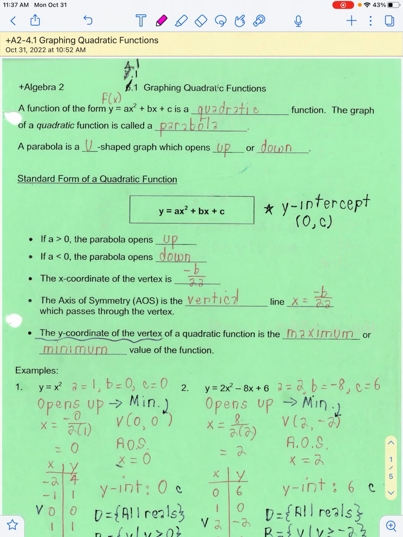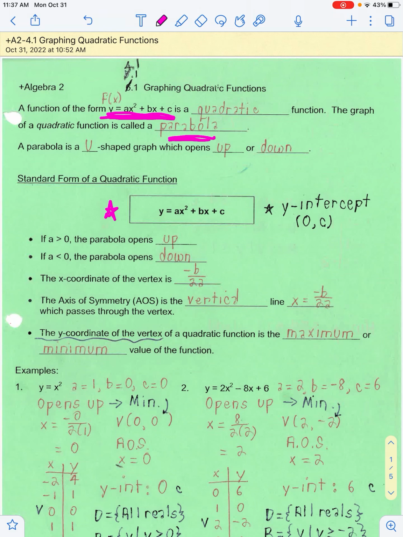That's fairly significant because as we move into chapter 4, we're going to be looking at quadratic functions. So this is the standard form of a quadratic, and of course it graphs as a parabola. A parabola is a U-shaped graph that opens either up or down. It's not a perfect U because as it opens, it gets wider and wider. So you can see our standard form.